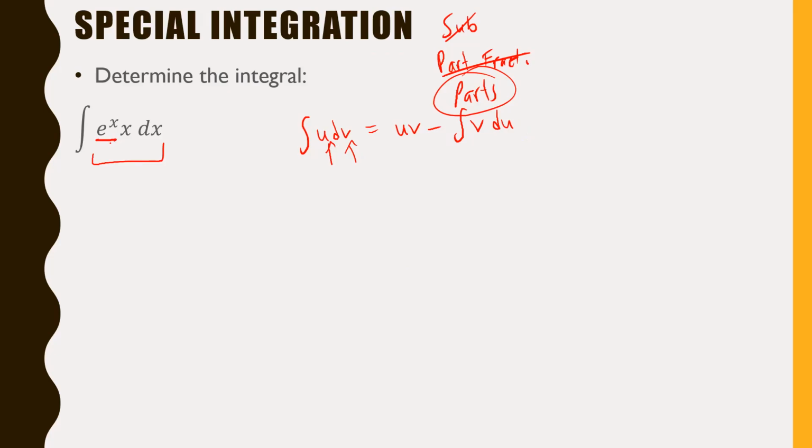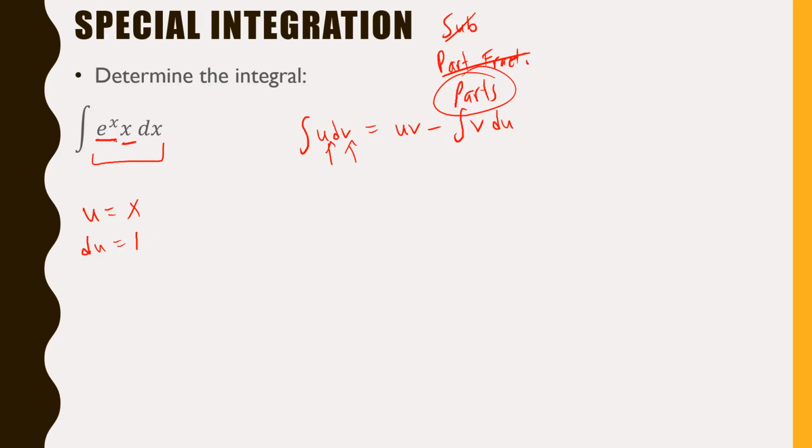Between e to the power of x and just x, the thing that looks easier and the thing I'm more likely to set as my u is going to be that x. So I'll say u is going to equal x. It's a good idea to check for du because du is going to go into this side of the equation. So du is the derivative of x, which of course would just be 1.